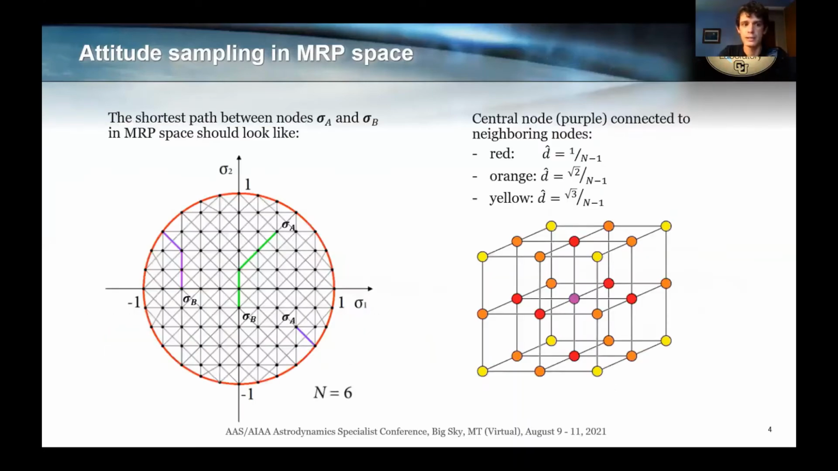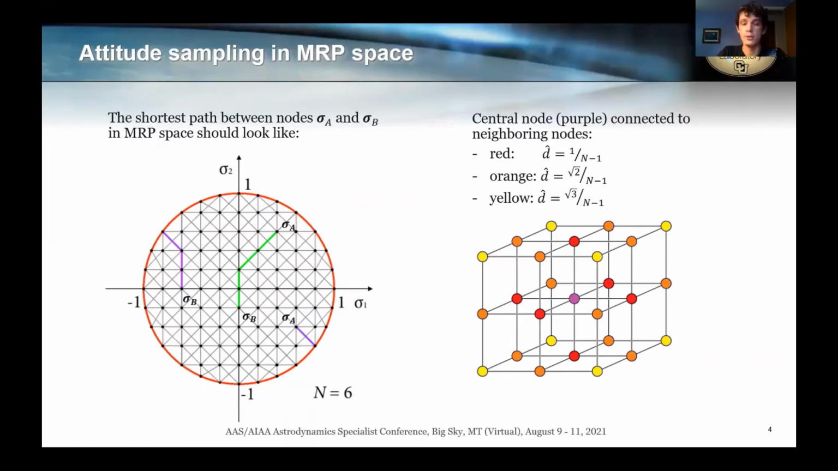So here on the left, we can see two shortest paths between two sets of initial and final conditions, sigma A and sigma B. And both these paths are minimum distance paths with respect to the metric that we just defined. Specifically, the green path is a path that remains within the unit sphere, whereas the purple path exits the unit sphere and re-enters from the opposite side. And this is possible because the two nodes on the boundary have a mutual distance of 0, because being the shadow set of one another, they represent the same attitude. Therefore, they have 0 mutual distance.